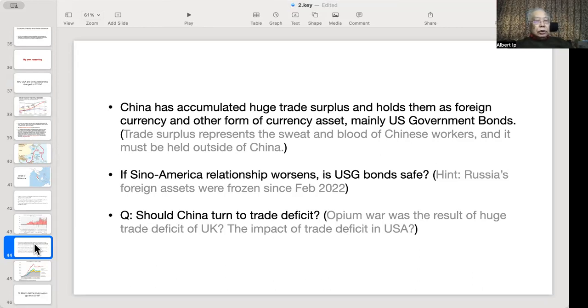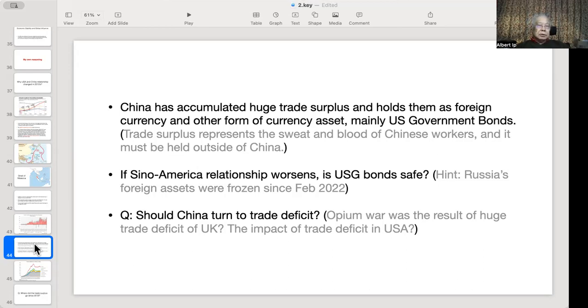Another question is, should China's trade turn to a trade deficit? Again, there's a historical lesson to learn. There is an argument. Of course, this argument is morally corrupt. But anyway, this was an argument. When Europe, or in particular, Britain, the United Kingdom, traded with China during the Qing dynasty, China was selling mostly tea, porcelain, and silk, and making huge trade surplus.